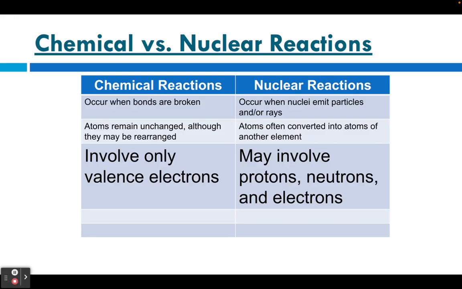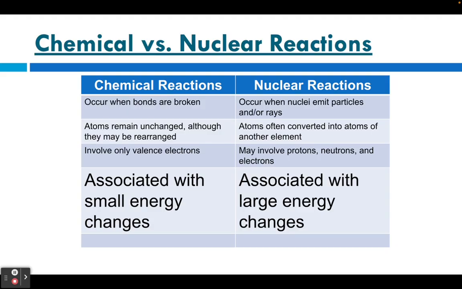Chemical reactions also involve only valence electrons. So we're only looking at the outer valence electrons. So valence electrons are the electrons on the outside, the outermost part of the atom. We'll talk more about valence electrons later, but it has to do with those outer shell, outer electrons, ones that are farthest away from the nucleus. Nuclear reactions may involve protons, neutrons, and electrons. So it involves all three.